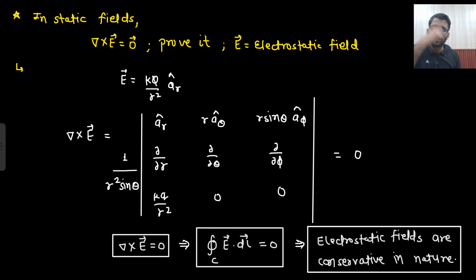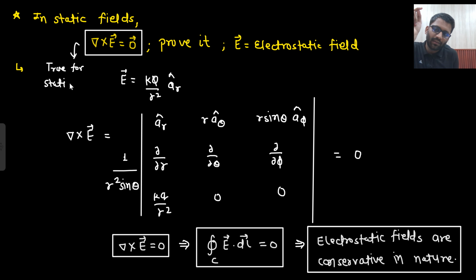So this is our second Maxwell equation, where we get to know that del cross E is equal to 0. But this is not always true. It is true for static fields only. This is a very, very important point.